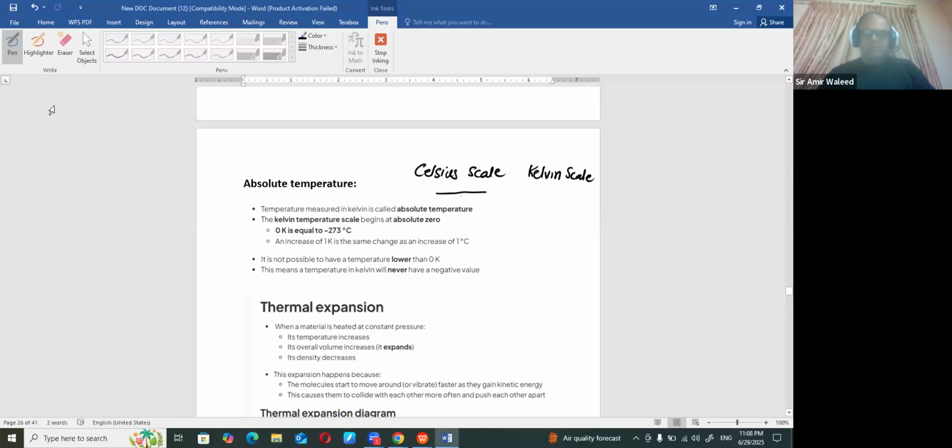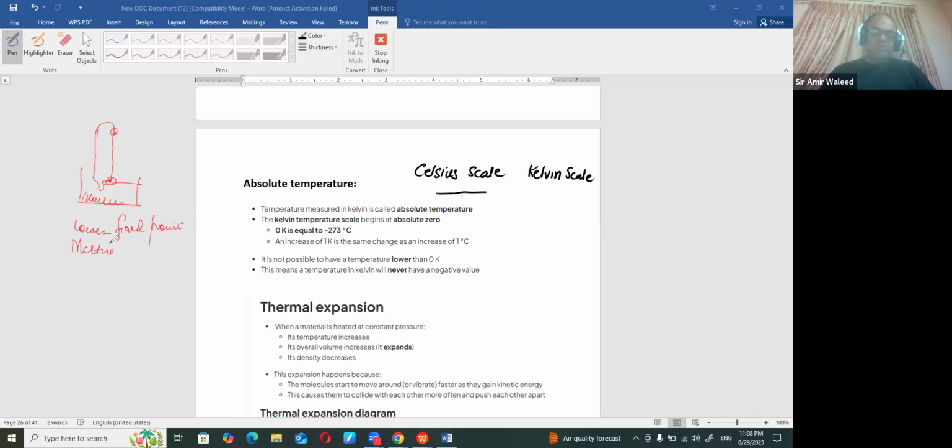What is the situation here? You can think of it as we already know that this is mercury, and the mercury reaches one point, and we mark it as the lower fixed point, and the upper fixed point once the water starts boiling. But what is that point? That point is called the lower fixed point. This is the point we call the melting point.